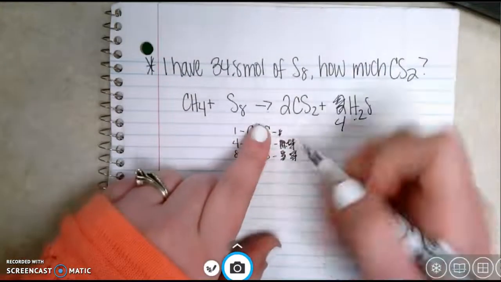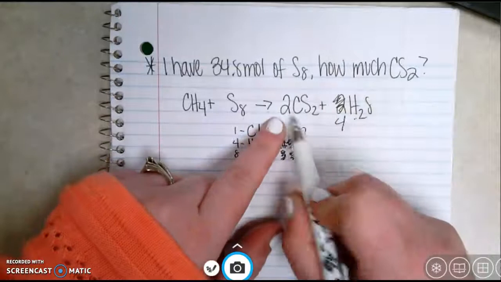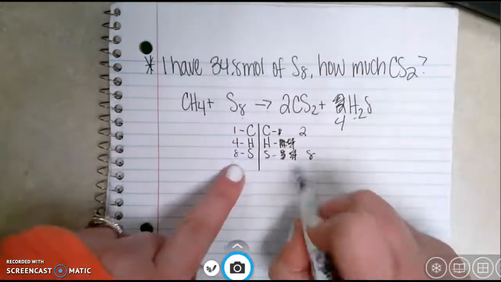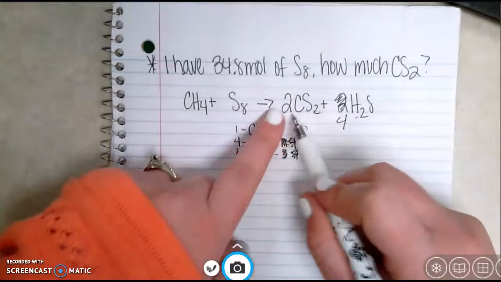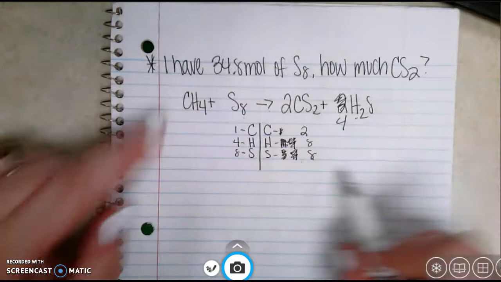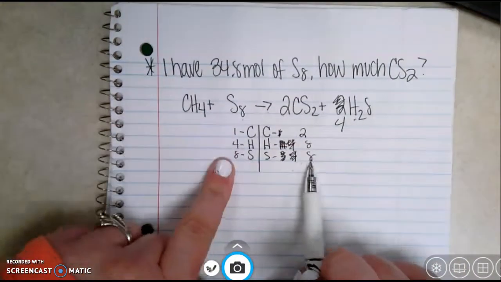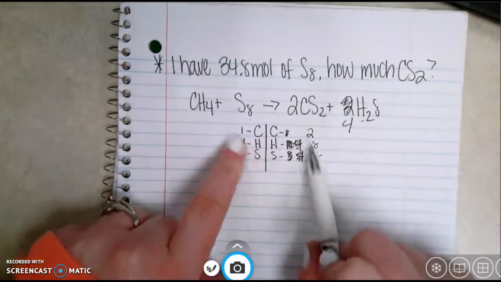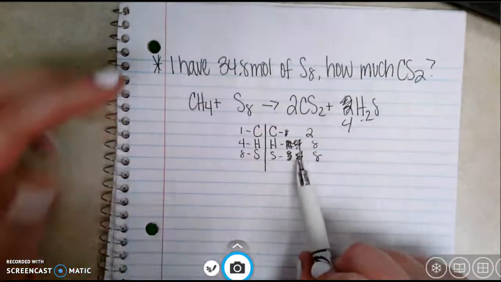So now I have 2 carbons. Now I've got 8 sulfurs, which is pretty nice, and then I've got 8 hydrogens. If we look back over here, my sulfurs now match, which is great because that was the biggest pain. But nothing else does, which is annoying.